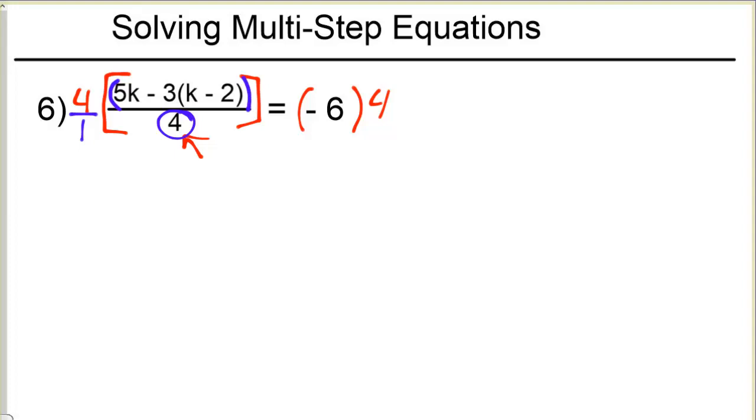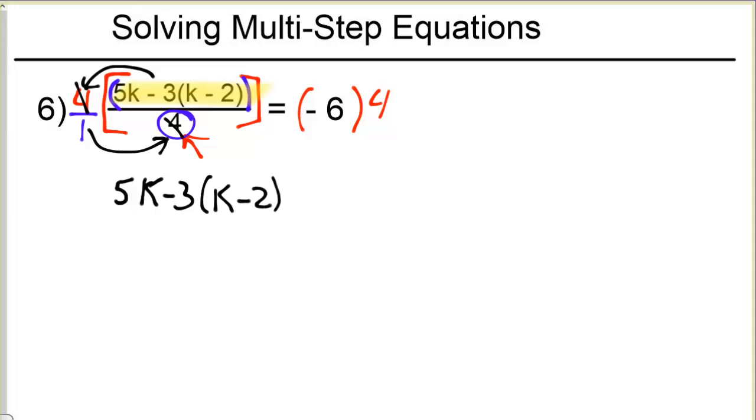If I were to take that entire numerator and multiply it by 4 just to turn right around and divide it by 4, that's like I didn't do anything at all to it. So the 4's reduce themselves to 1, and what comes out of the numerator is 5k minus 3 times k minus 2. So I've now cleared the fraction on the left-hand side, and I've simplified. And the right-hand side, negative 6 times 4, I'm just going to write as the equivalent of negative 24.